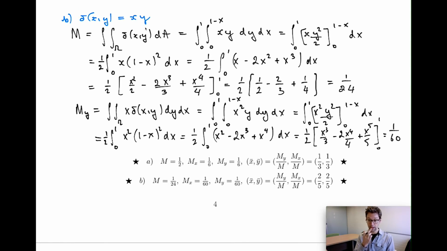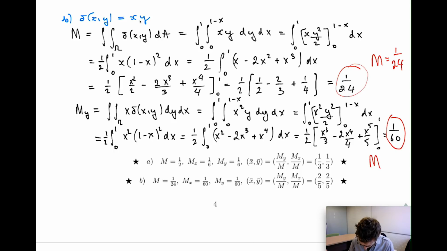So you can see that the case with non-uniform density, when we had density equals x times y, did involve some slightly more complicated integrals. So we found that the mass is equal to 1 over 24, and we found that the first moment about the y-axis was 1 over 60. Now, I'd have to do the same calculation for the first moment about the x-axis.